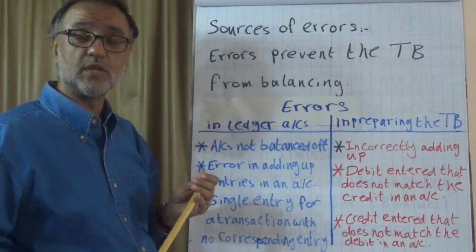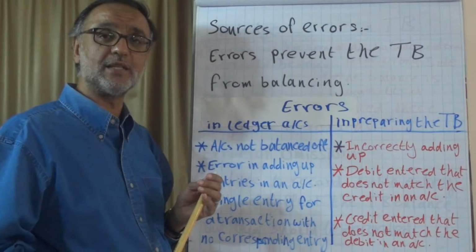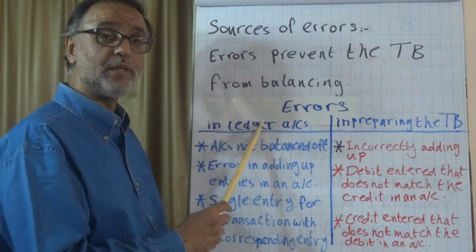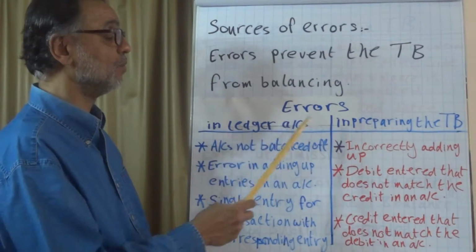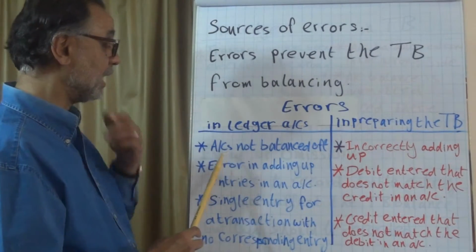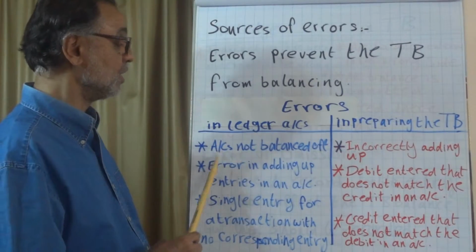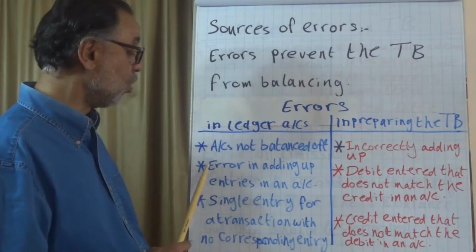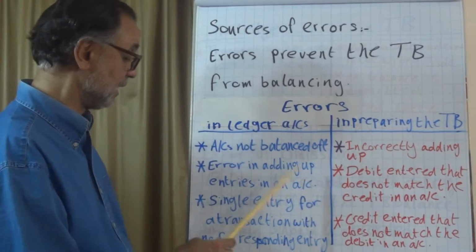Sources of errors. There will be several errors in the trial balance and we list them now. There will be two types of errors: one in the ledger accounts themselves and one in the preparation of the trial balance. In the ledger, accounts not balanced off, so there's a mistake in balancing of accounts, or an error in adding up entries in an account.